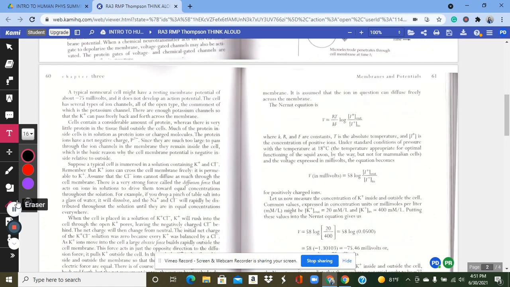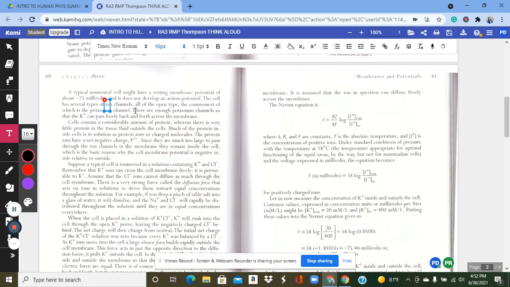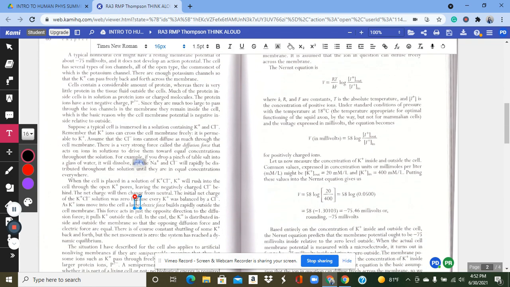Okay, so potassium channels are basically the most common type of ion channels, and they play a major role in setting the resting membrane potential. When the K channels are open, they tend to draw the membrane potential closer to the K plus equilibrium potential. So I think that's what it's trying to say here.